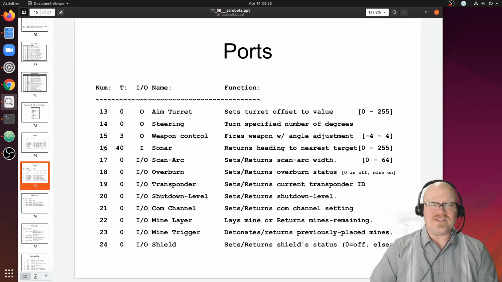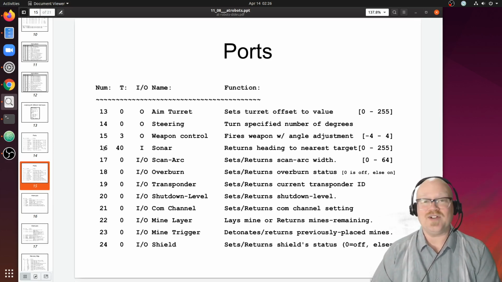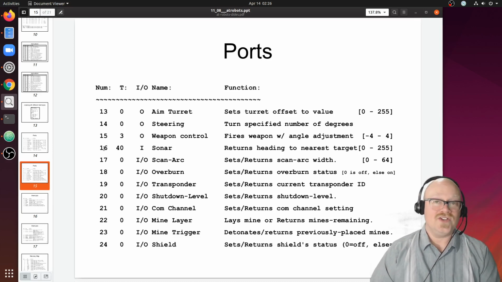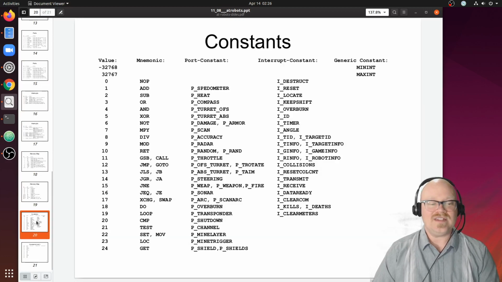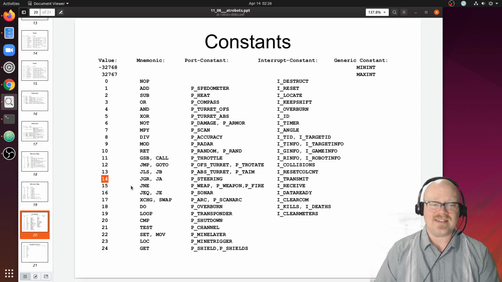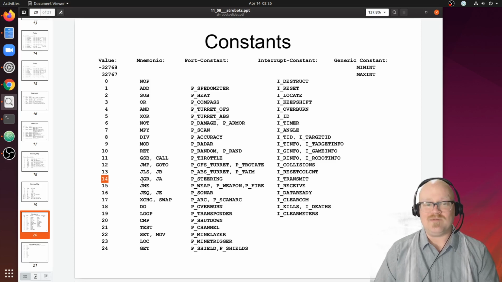However, nobody wants to remember that if you're going to steer, you have to use port 14. So for each of these, I'm going to slide down to the bottom of this slideshow. For each of these, there are predefined constants. So we know 14 is the steering port because we saw it on the previous slide. If you jump down to these last two slides of constants, you'll see there's the value 14, and that's the same as the number for the jump greater than instruction, and the same for the P steering constant that's predefined, as well as an interrupt, the transmit interrupt.